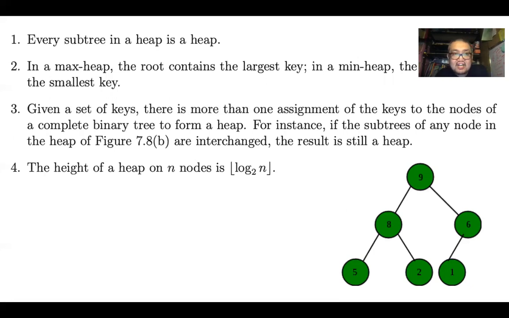Some properties of a heap: in the max heap, the root contains the largest key, or in the min heap, the root contains the smallest key, and that is something very important for us later. Given a set of keys, there is more than one assignment of keys to the nodes to form a heap. So it's possible that I can have another heap given this set of keys, so it's not unique. Number 4, since we have a complete binary tree, the height of a heap on n nodes is log of n. That is also an important property.